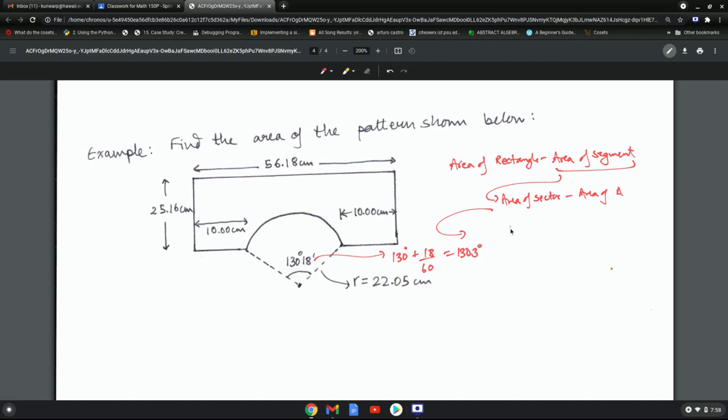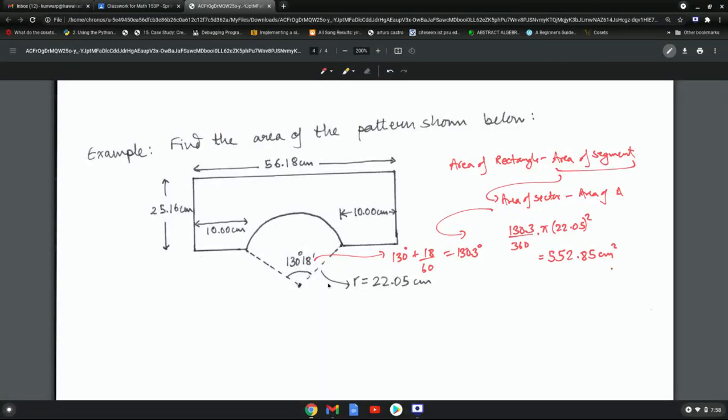So the area of the sector is going to be 130.3 over 360 times pi times 22.05 squared. I plug all of these numbers into the calculator, again remembering that I need to use the pi button on the calculator. This gives me the area of the sector to be about 552.85 square centimeters. Now let's look at the triangle.